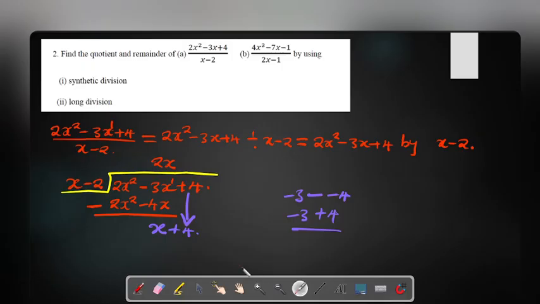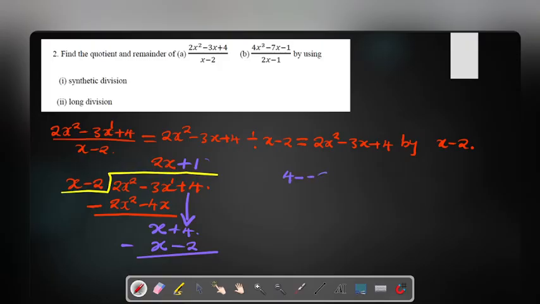Again we start now. You divide this x that we have here by the x, so it will give us 1. So we say plus 1. Then 1 times x gives us x, and 1 times negative 2 gives us negative 2. We subtract. x minus x is 0. Then 4 minus negative 2: negative times negative is positive 2, so 4 plus 2 is 6. So you just conclude.